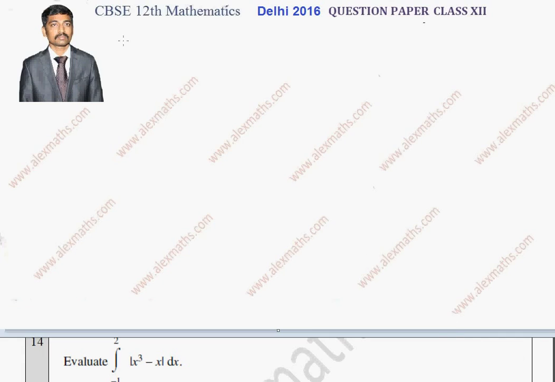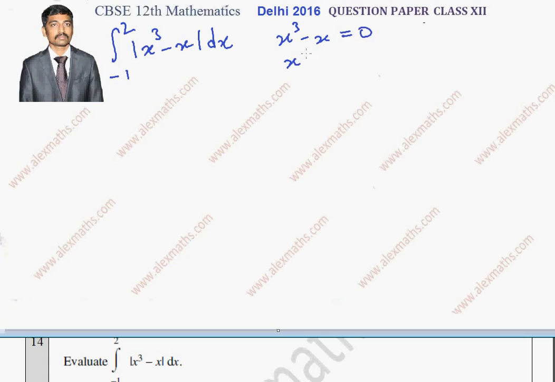Question number 14, integral minus 1 to 2 mod x cube minus x dx. Equate the term inside the mod to 0, take the common term and factorize. We are left with x minus 1 into x plus 1 into x equal to 0. By equating individually to 0, I will get x as 0, minus 1, plus 1. Actually this is plus 1 and the last is minus 1.